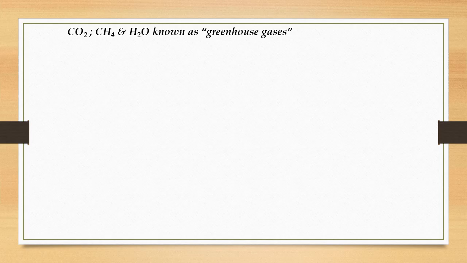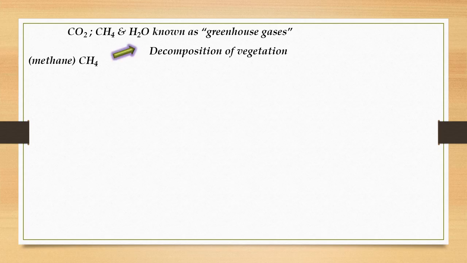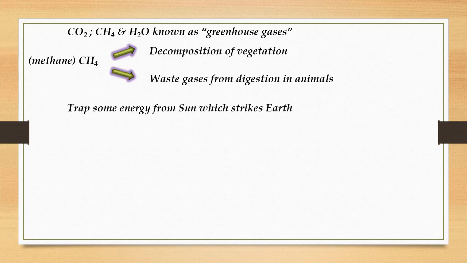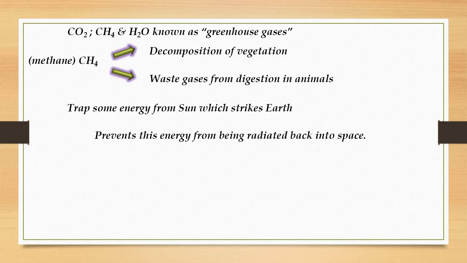So CO2, carbon dioxide, CH4, methane, and H2O, water, are known as greenhouse gases. Methane is caused by the decomposition of vegetation, just like carbon dioxide is, and also by the farts, basically the waste gases of digestion from animals. And it traps energy from the sun which is striking the Earth, so the atmosphere starts to act as a greenhouse, locking the heat in, which isn't very good.